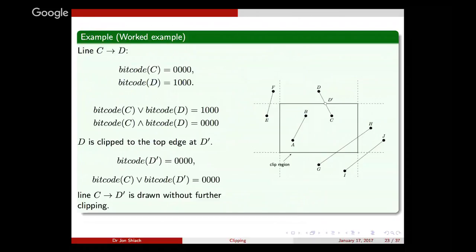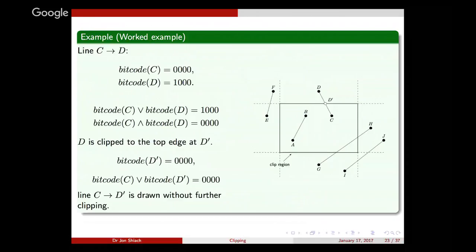So this one says, do we have to do anything to our line? The second one, C and D, says, can we reject the line? Okay, so bit code C and bit code D is equal to zeros. Because it's equal to zeros, it means we have to do something with it. If there was a 1 in any of these locations, we can reject it. But in this case, we have to clip.